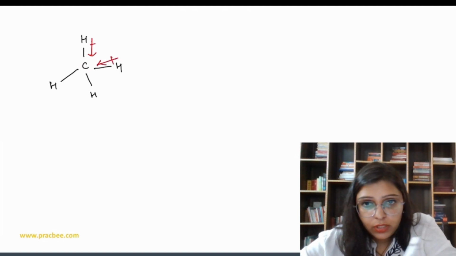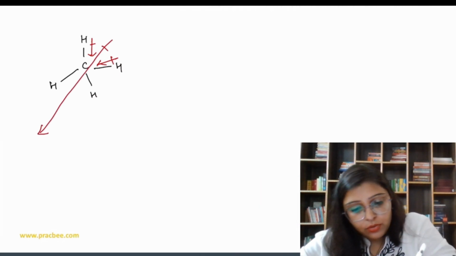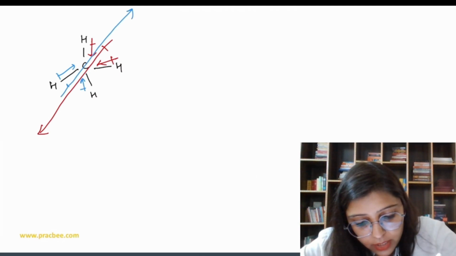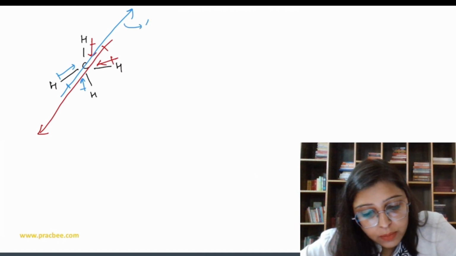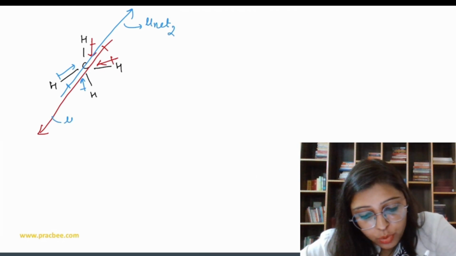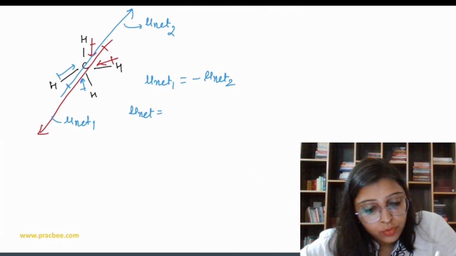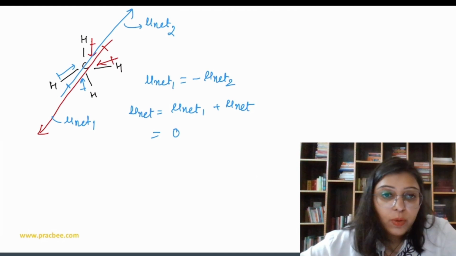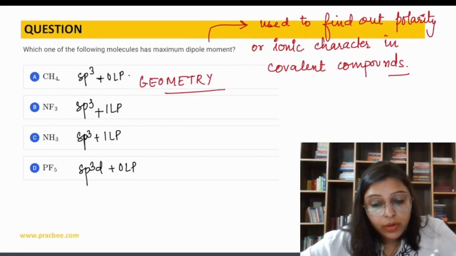So now for these two, net dipole moment is towards this side. Now check for this. Dipole moment is towards carbon, and here dipole moment is towards a different side. So if blue one is the mu net 2 and red one is the mu net 1, so we can say that mu net 1 is minus of mu net 2 and total mu net is equal to mu net 1 plus mu net 2, which makes total dipole moment or net dipole moment equal to 0. So here it is 0.